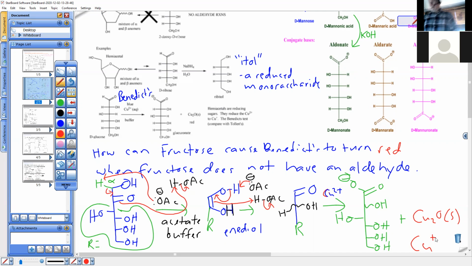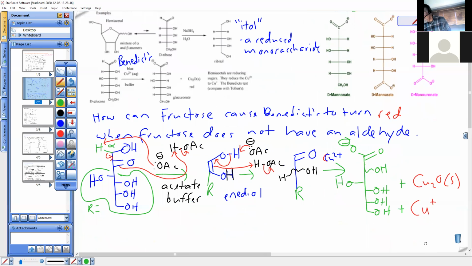That does not look like copper, does it? So we say that sugars that can do this, that can cause other chemicals to become reduced. Copper 2+ went from 2+ to 1+. That's a reduction, right? We say this is a reducing sugar. You may have heard that expression before.